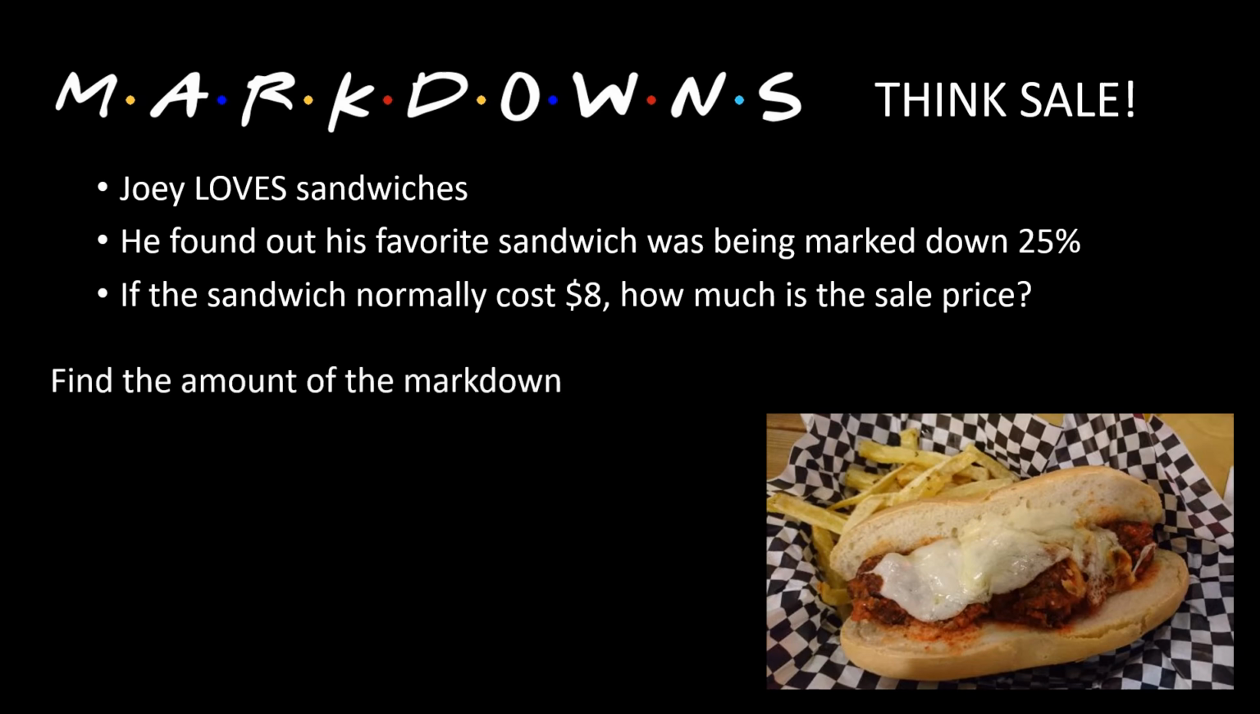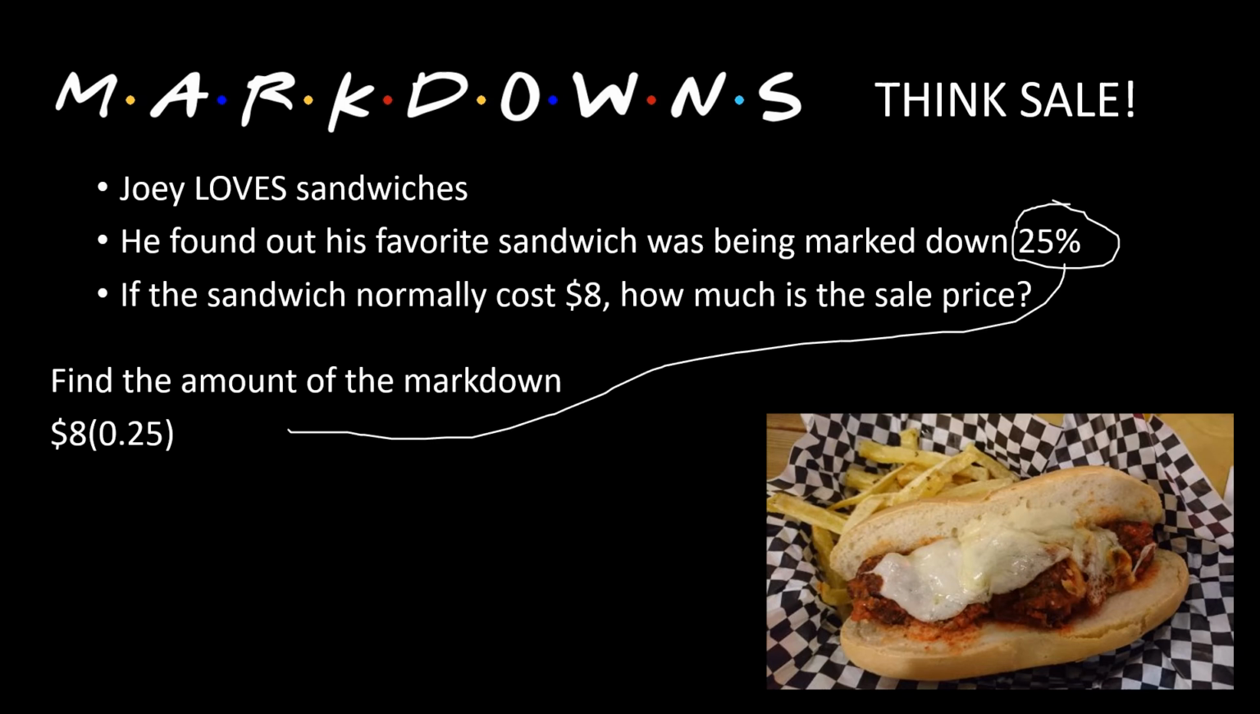So first we need to find the amount of the markdown. To do that, you're going to take that price of $8 and multiply it by 0.25. That 0.25, remember, that was this, I'm going to circle it, the 25%. We have to first turn that into a decimal, and that's where that 0.25 came from. So you simply multiply those two together to find out that the markdown price is $2. So if you're asked how much was the markdown, this is the method you would have to use.